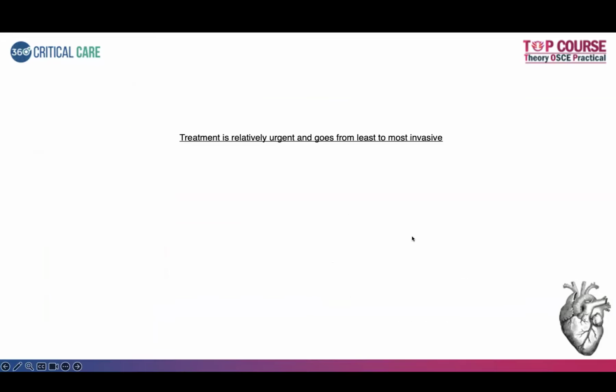So the treatment is relatively urgent and needs to go from the least to the most invasive. I think this one line can be applied to most of the diseases that occur in critical care, that is, in your management. They go from the least invasive to the most invasive, that is, pharmacological to any other invasive therapy.